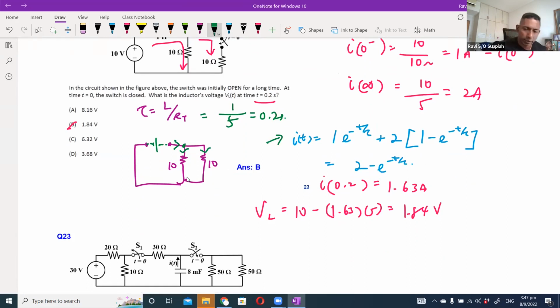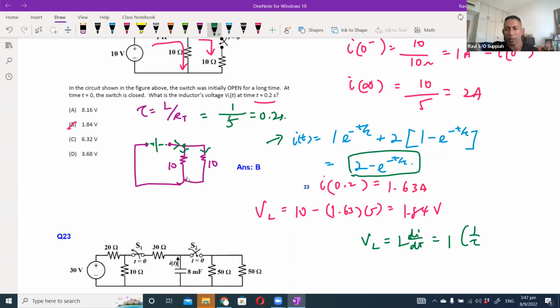Okay, but the alternative approach is, if you look back at the notes, we know that VL is L di/dt. So if you know differentiation and you know the inductance value is 1, I differentiate the current. This is the current expression. If I differentiate this, I'll get 1 over tau times e to the minus t over tau. And then if I substitute the time 0.2 and the tau value inside, I will also get 1.84 volt.